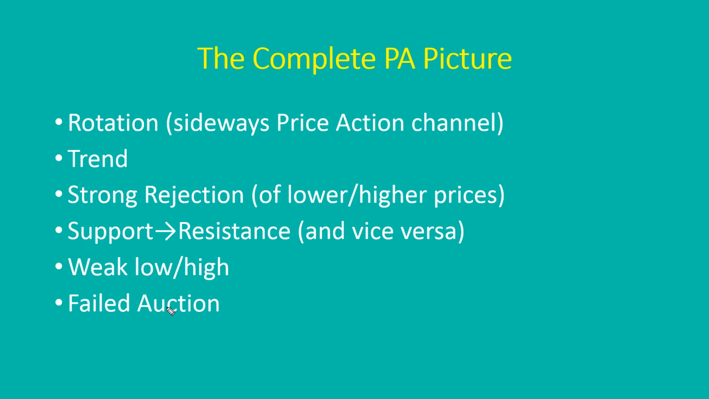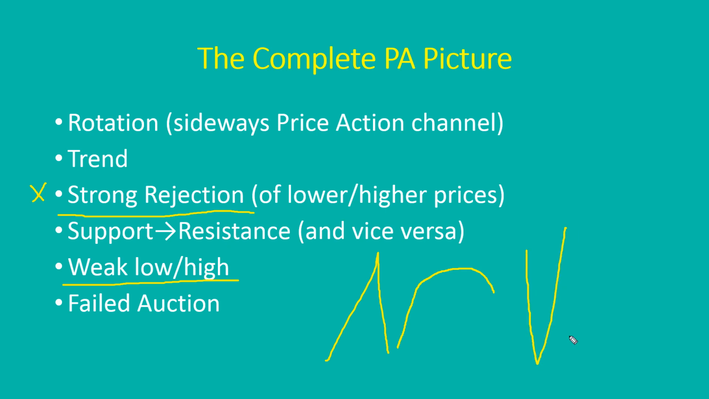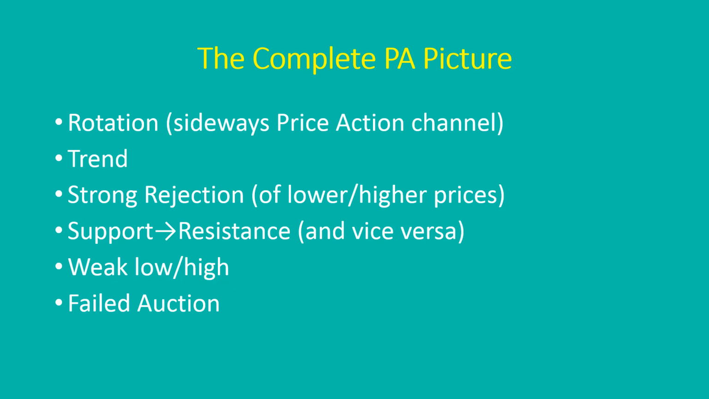Then we went into weak highs and weak lows. Weak highs and weak lows are basically the opposite of the strong rejection. So when a strong rejection of higher prices looks like this, then weak rejection of higher prices looks like this. Strong rejection of lower prices would be this, and weak rejection would look, for example, like this. Alright, no sign of any aggressivity.